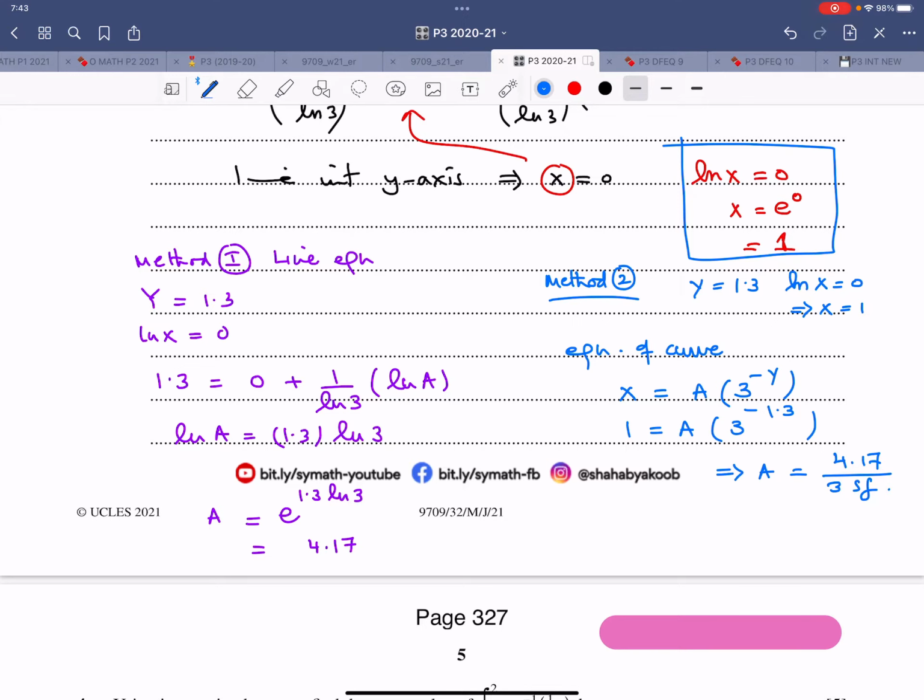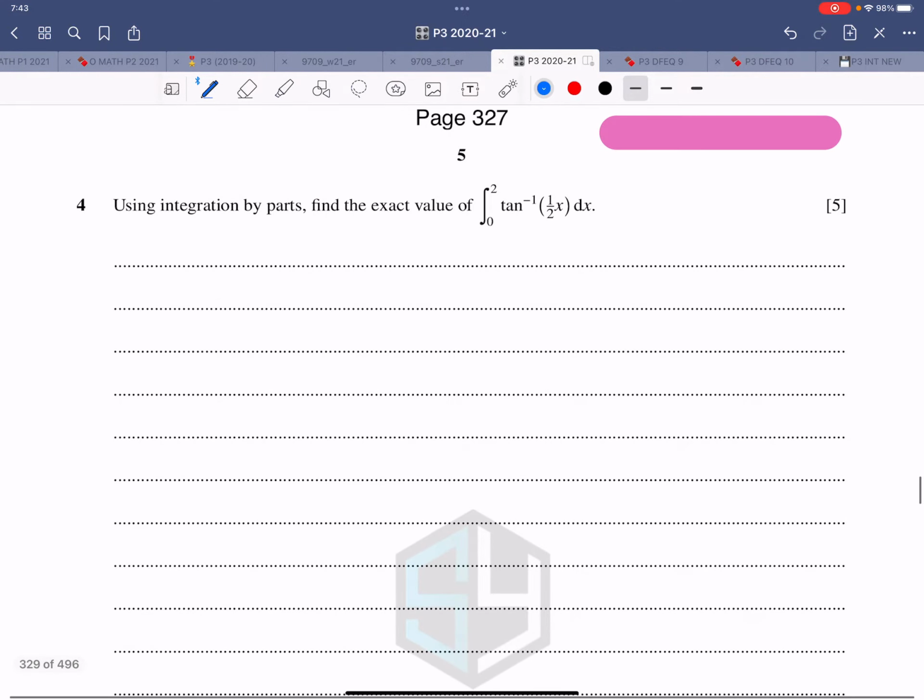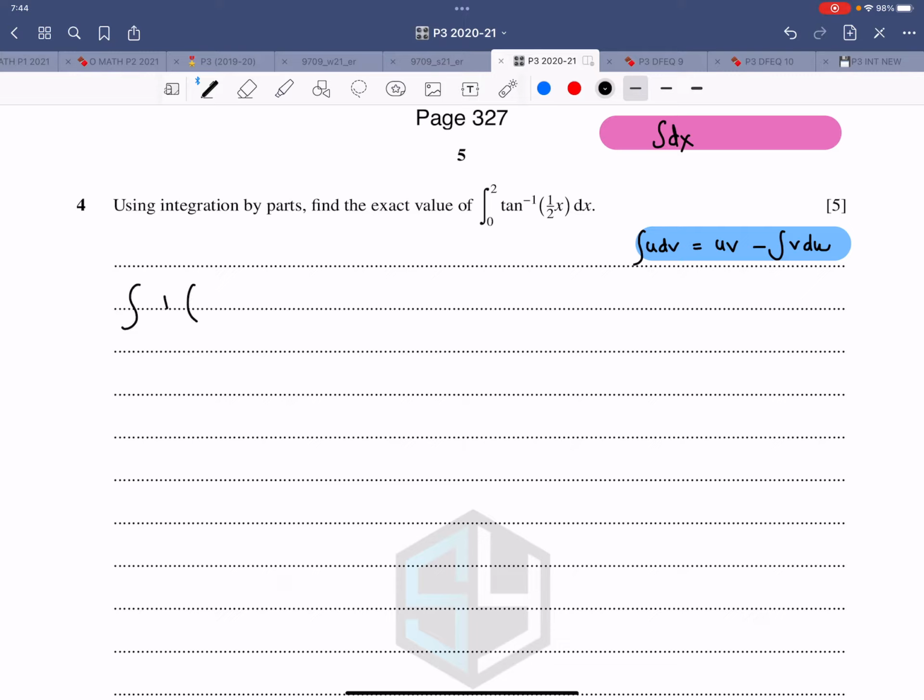Let's look at the next question. Now the next question is about integration, and it's integration by parts. So let me write the formula for integration by parts. That is the integral of u dv equals uv minus the integral of v du. So first of all, for integration by parts, a product is a must. So it's 1 multiplied with tan inverse of half x dx between the limits 0 and 2.